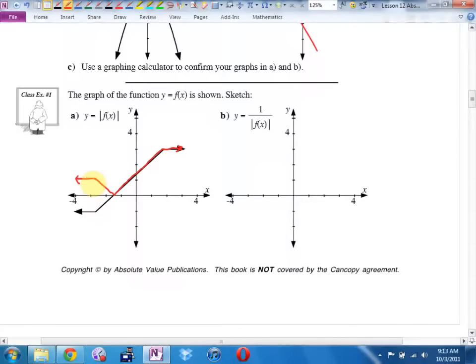B says, hey, I'll sketch the reciprocal. Okay, I'll try this one. Sketch the reciprocal of the absolute value. Sketch the reciprocal of this graph that I've done in red.